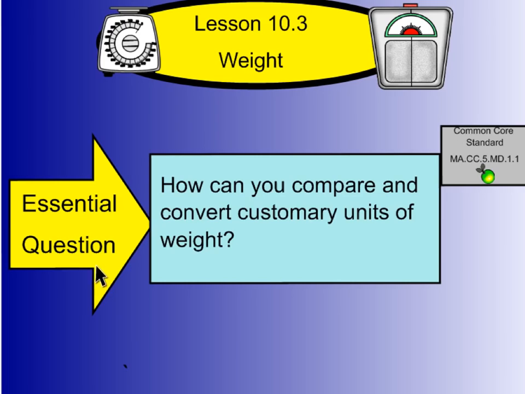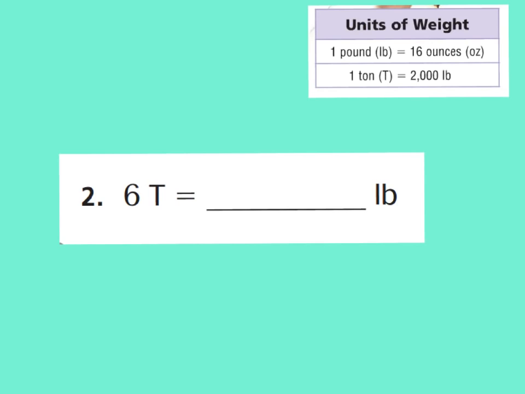Our essential question is how can you compare and convert customary units of weight? Let's get started on Lesson 10.3. For this lesson, we're only going to be looking at two types of units of measurement when comparing and converting weight. We're going to be talking about pounds to ounces and tons to pounds. These are the two that we're going to focus on.